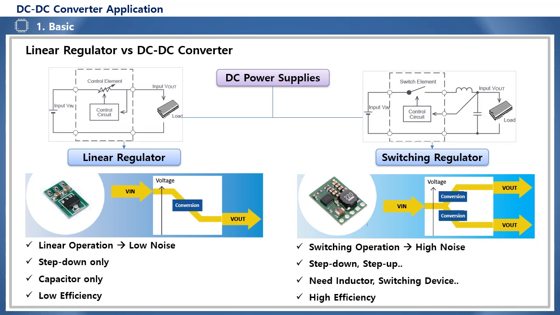A simple comparison of the characteristics of the two methods shows that the linear regulator, which is a simple voltage drop method, has less noise than the switching regulator. And compared to the linear method that can only step down, the switching method has no restrictions on the high and low input and output voltages. In addition, the linear method requires only a capacitor as external components, while the switching method requires additional inductors and switching elements. In terms of efficiency, the switching method can achieve high efficiency of over 80%.